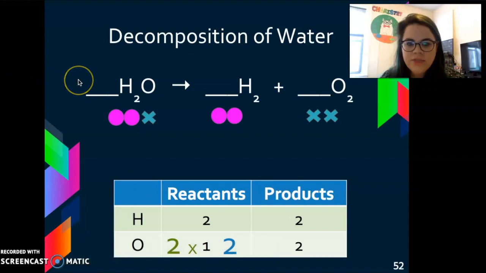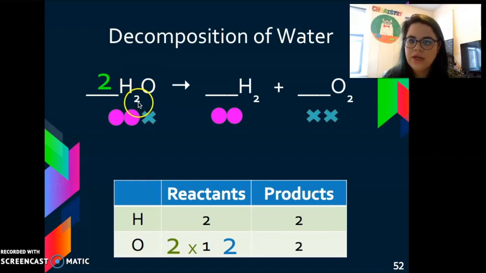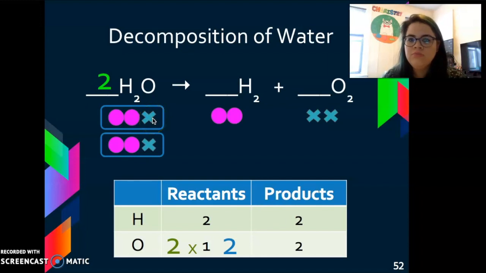I'm going to take this number 2 and put it here in the front. That means I have 2 times everything that's here at the end. Visually, I'm going to have 2 hydrogens and 2 oxygens here. And I'm also going to put little boxes around these because we can't change this ratio. 2 hydrogens to 1 oxygen, that's water.